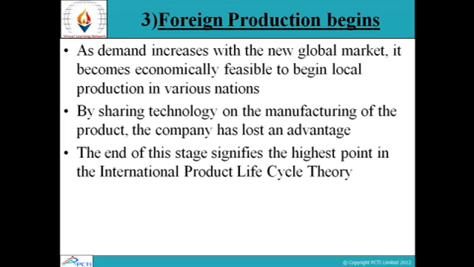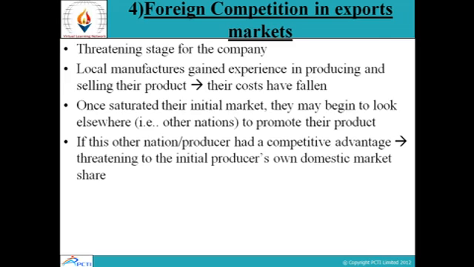Foreign production begins. As demand increases with the new global market, it becomes economically feasible to begin local production in various nations. By sharing technology on manufacturing of the product, the company has lost an advantage. The end of this stage signifies the highest point in the international product life cycle theory.